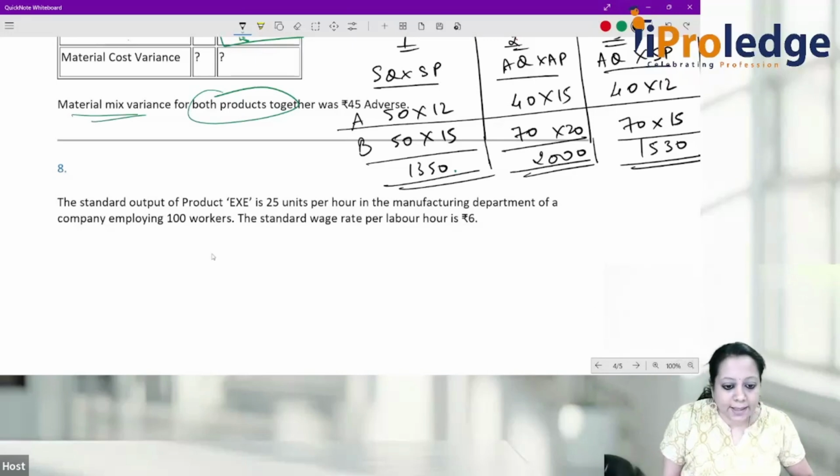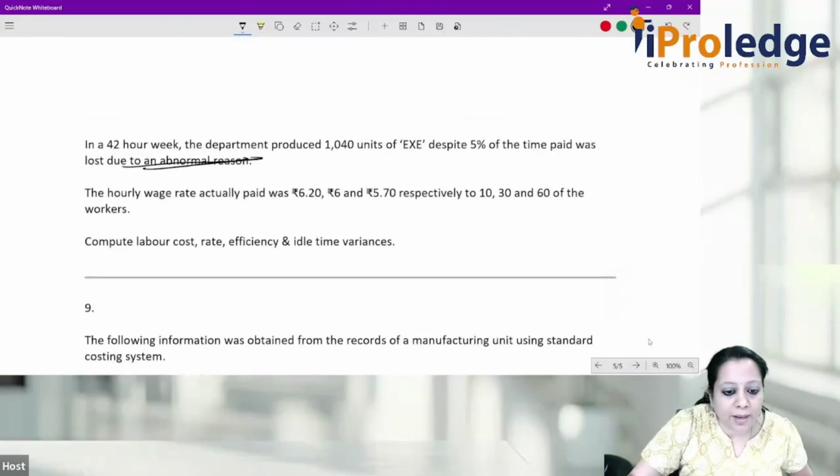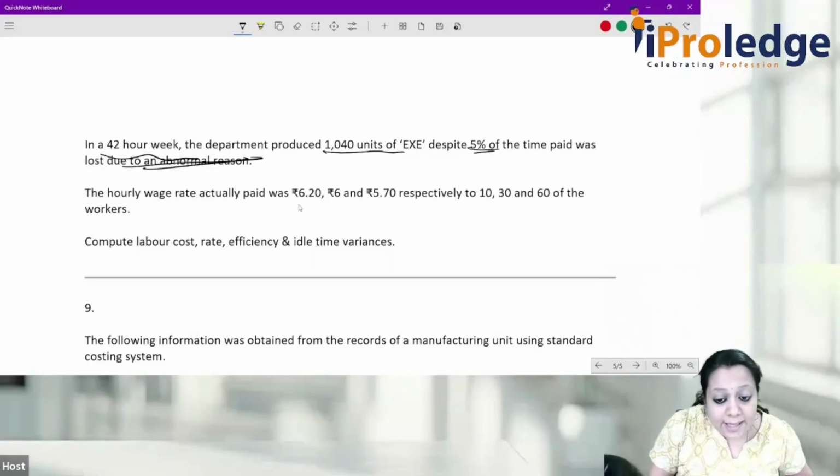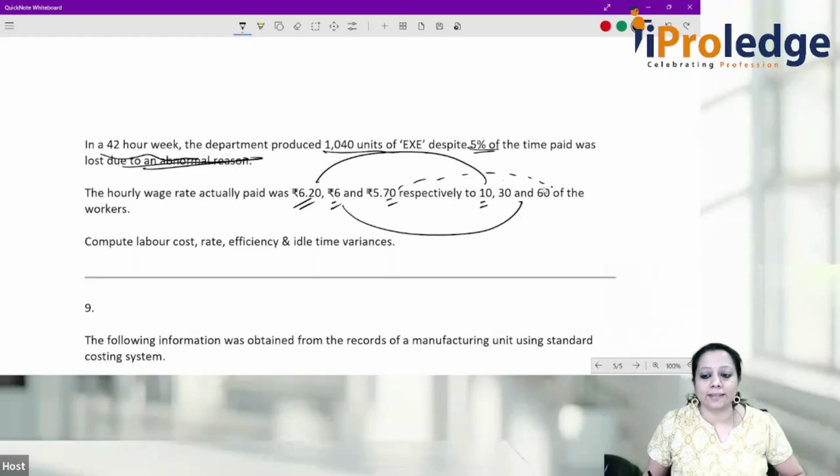Third reason is this. The company is employing 100 workers and the standard wage rate is 6. But while they are talking about actual, they are saying 42-hour week, 1040 units, and 5% is abnormal. Then they are saying varied rates of pay: 10 people get 6.2, 6 people get 6, then 60 people get 5.7. They have given varied pay.